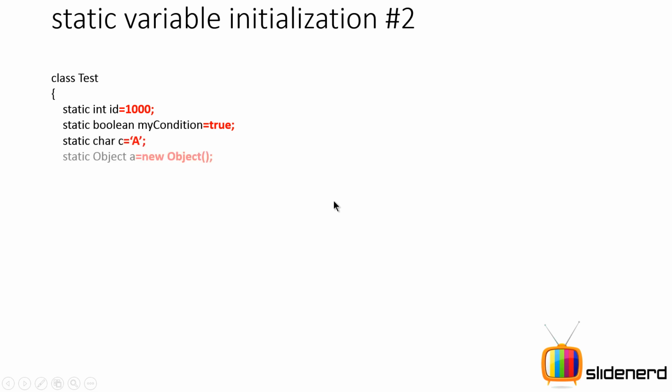So is there any other way to initialize static variables without having a constructor? Yes, there is. If you take a class test, I have a static int id is 1000. Well, this time what I've done is nothing great. I've simply given values right at the place where I have declared them, just like any other normal variable that you guys are dealing with all this time.